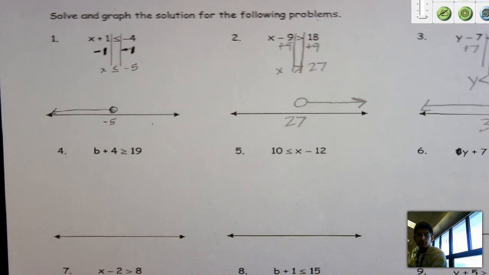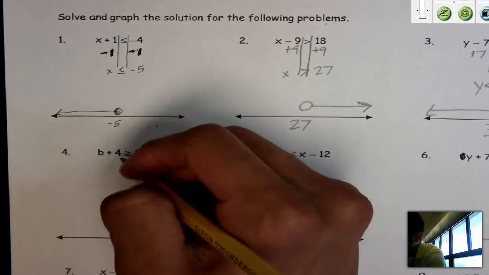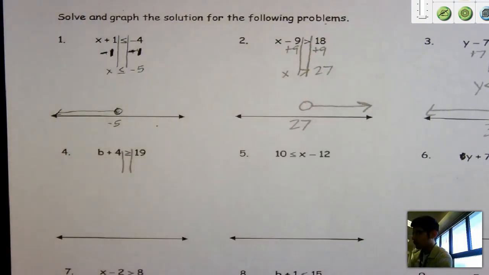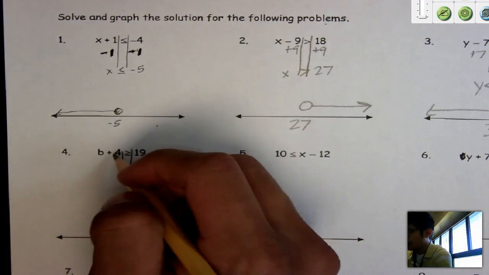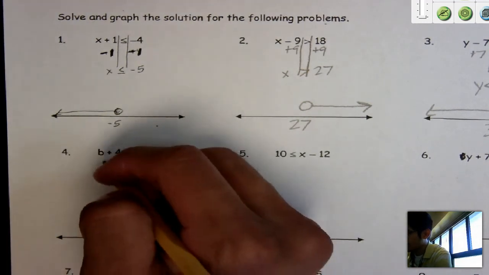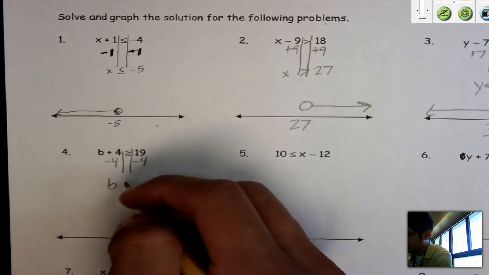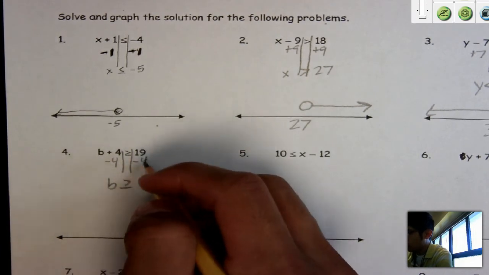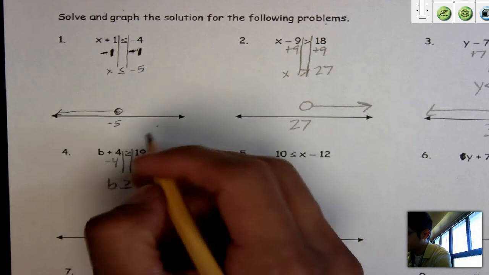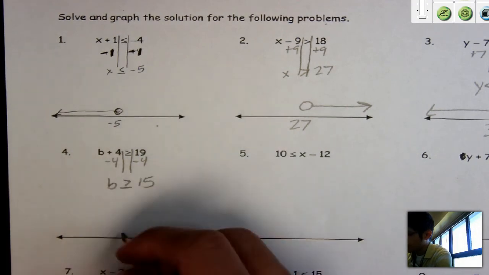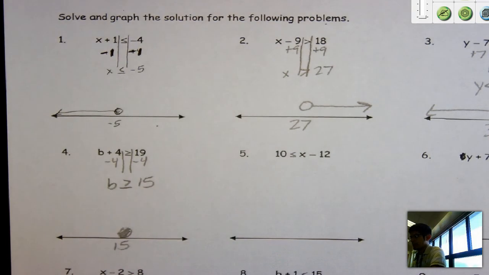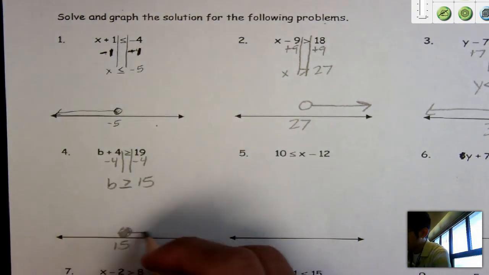Okay? All right. Number 4. It says b plus 4 is greater than or equal to 19. What's the opposite of plus 4? Negative 4. So both sides, negative 4. So I have b by itself. 19 minus 4 is 15. So I have 15. And then I have a closed circle. And which way does it point? Right. B is greater than. It's going to go right.